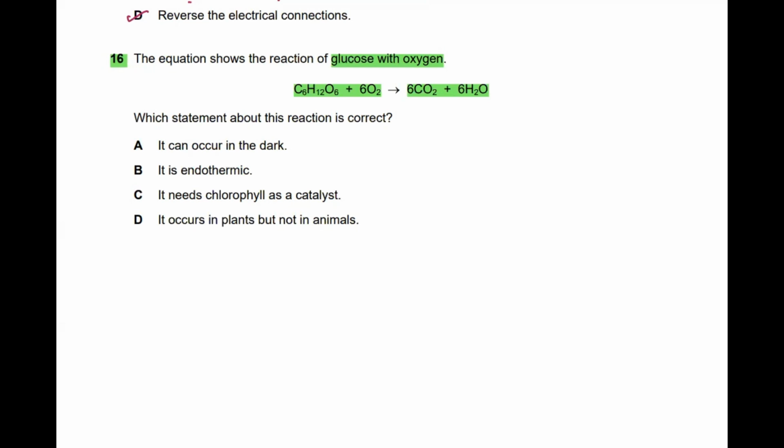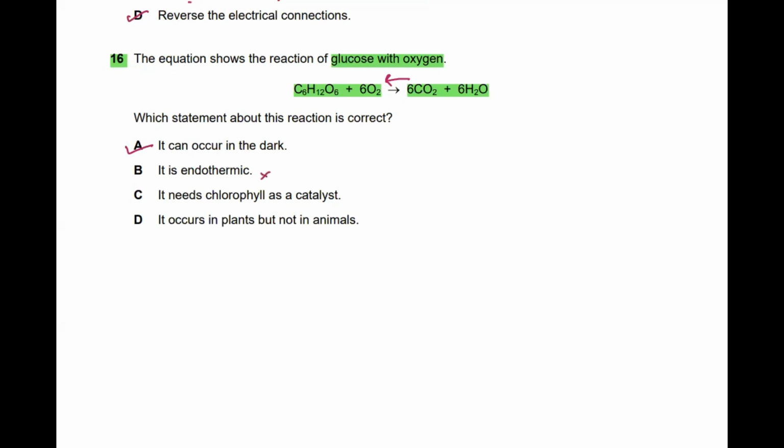It's the reverse of photosynthesis. When you talk about photosynthesis, carbon dioxide and water react to give glucose and oxygen, and this requires sunlight. It's a reverse process of photosynthesis, and it's basically known as respiration. So it occurs in the dark. It's not endothermic because it's a reverse of photosynthesis.